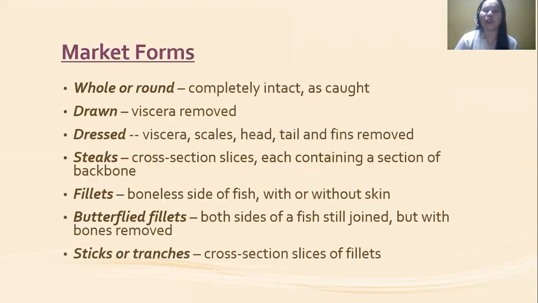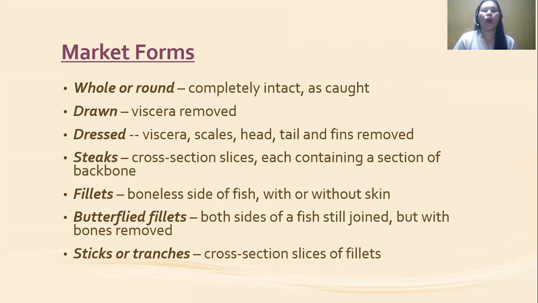Now let's move on to market forms. When we say market forms of fish, they are the common types of fish available in the market. The first one is whole or round, completely intact as caught. This means not even a single part is being removed. Next is drawn, viscera removed. What is viscera, by the way? Viscera are internal organs. Followed by dressed, where viscera, scales, head, tail, and fins are removed.